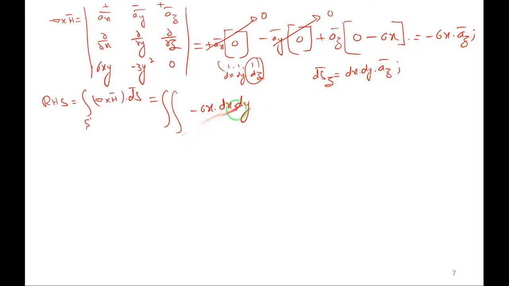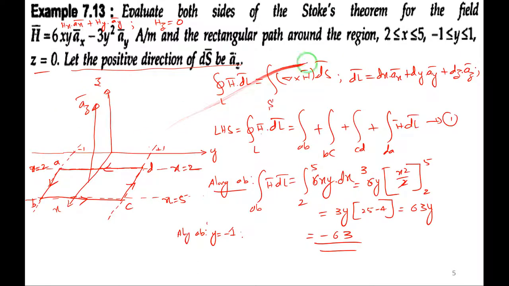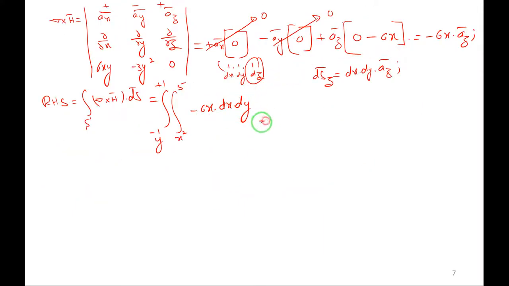So what is varying here? x is varying and y is varying. x is varying from 2 to 5, if you remember. Then y is varying from -1 to +1. Yes, they have given the limits, right? So 2 to 5, y is varying from -1 to +1. So -6 is taken out.